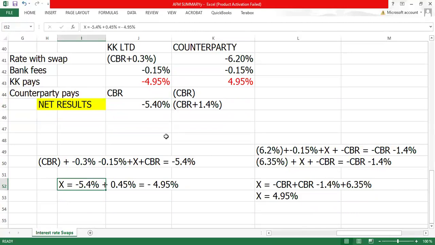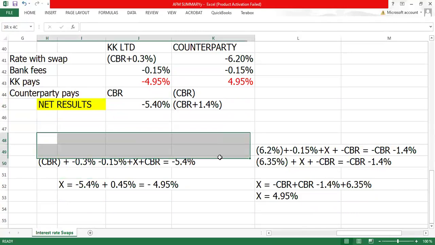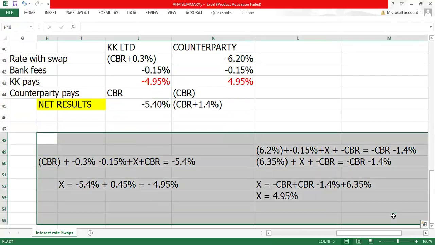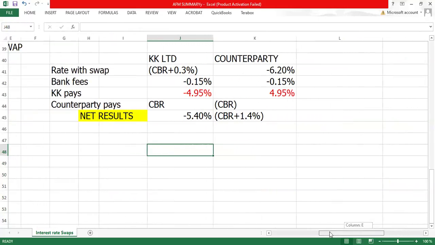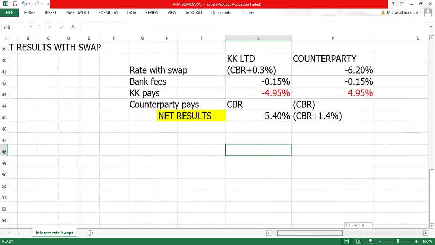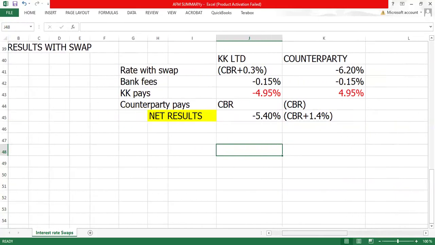Okay, I hope now it is clear, guys. We are done with the numbers. Now, to comment on the swap arrangement: in the swap arrangement, KK Limited will pay a floating rate and receive a fixed rate. And that will help them to mitigate interest rate fluctuations.